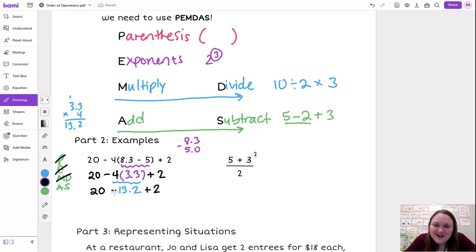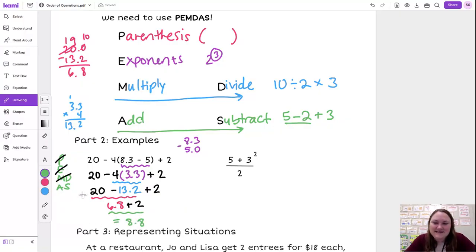Last is addition and subtraction. I have both, so I'm going from left to right. So I want to start with my 20 minus 13.2. Don't forget to put the 0 there to help you subtract. And you end up with 6.8. I do my one step, and I copy my plus 2. And then finally, 6.8 plus 2, that gives us that answer of 8.8.